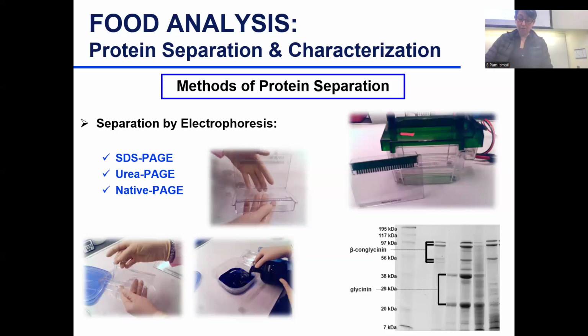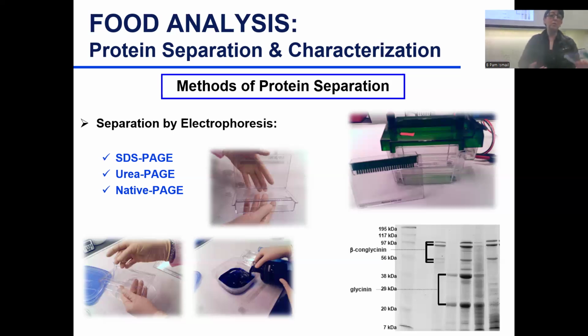Okay, so this is a cassette. And it is made up of two plates. Within these two plates, you have a gel. So all over this plate, you have a gel in the middle of these two plates.